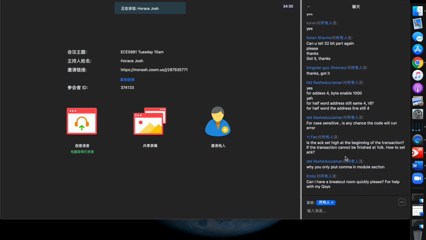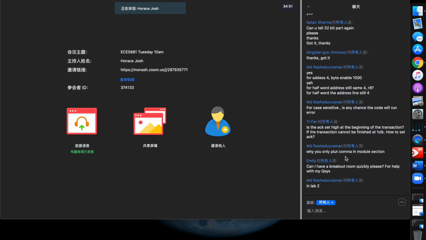There's another question, why would you only put comma in the module section? I'm not actually sure what you refer to there, MD. You might need to explain in a little more detail. Maybe paste a little bit of code that refers to what you're talking about.